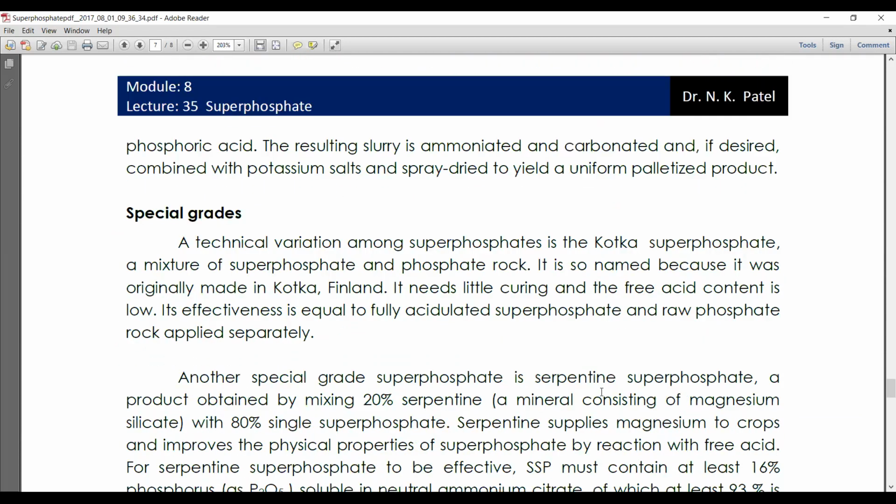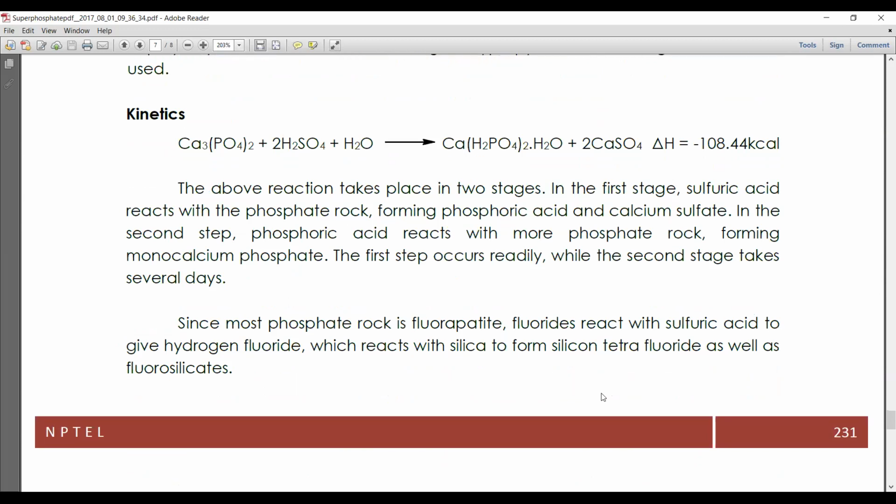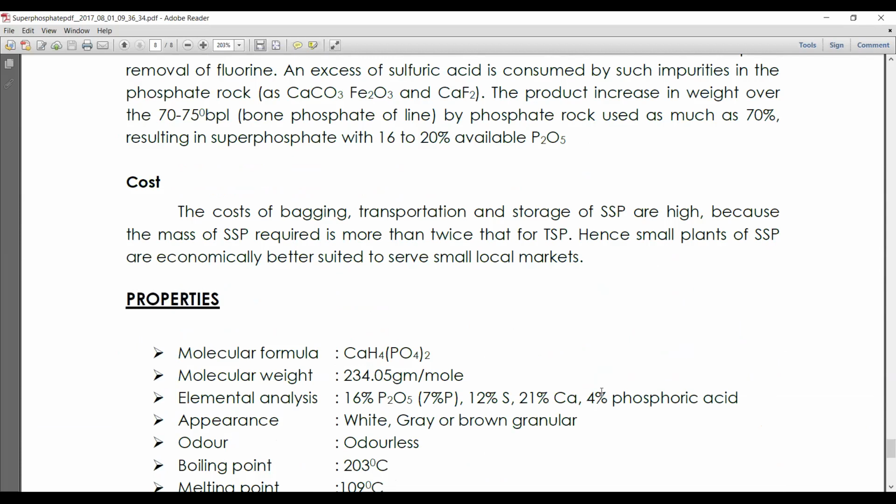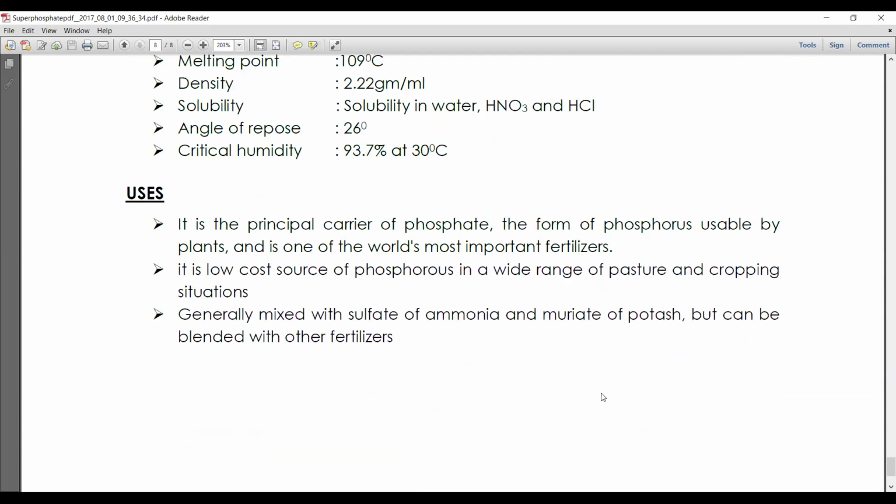And now talking about the application, yes, of course, it was the first commercial fertilizer. The cost is also given here. Properties are given here. So as we see the uses, it is a principal carrier of phosphate, the form of phosphorus usable by the plants, and is one of the world's most important fertilizers. It is a low cost source of phosphorus in a wide range of pasture and cropping situations, generally mixed with sulfate of ammonia and muriate of potash, but can be blended with other fertilizers. So this is about the superphosphate.